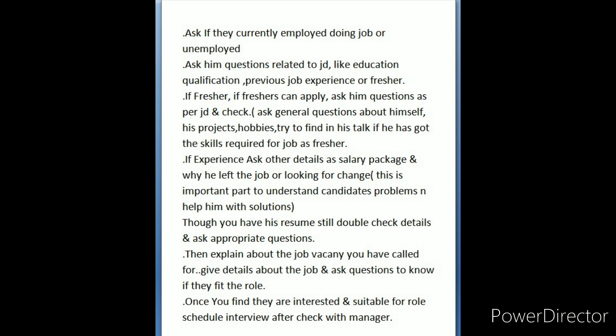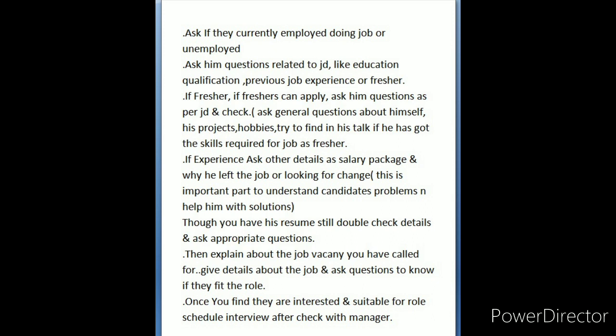Try to find out if he can talk and explain, because for a fresher, communication skills are mostly what is checked: how he speaks, how confident he is, how his English is, whether he is able to speak properly. And if he is an experienced person, then ask him as per the job roles, his experience and his previous salary, and if he has left the job, why he left, and what he is looking for in a new job, what change he is looking for.